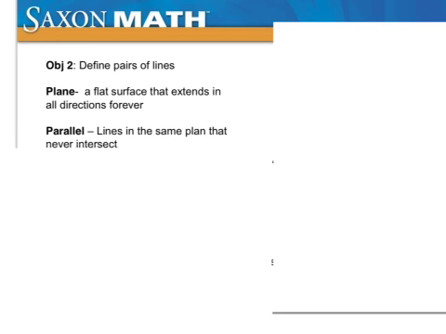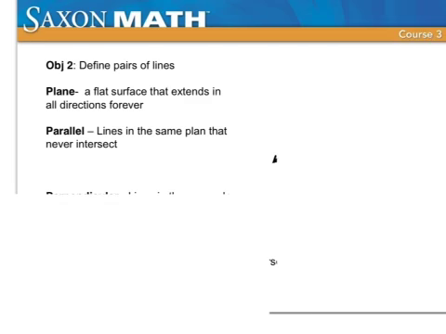Now, parallel lines are lines that are in the same plane and they never intersect each other. So here is what parallel lines look like. They have to be in the same plane. So they would both be on the ceiling of a room, but they never cross each other. If I drew two lines across the ceiling of the room that never cross each other, those would be parallel lines. If I drew two lines on the floor of the room that never cross each other, those would be parallel lines. If I drew two lines on the wall that never cross each other, those would be parallel lines.